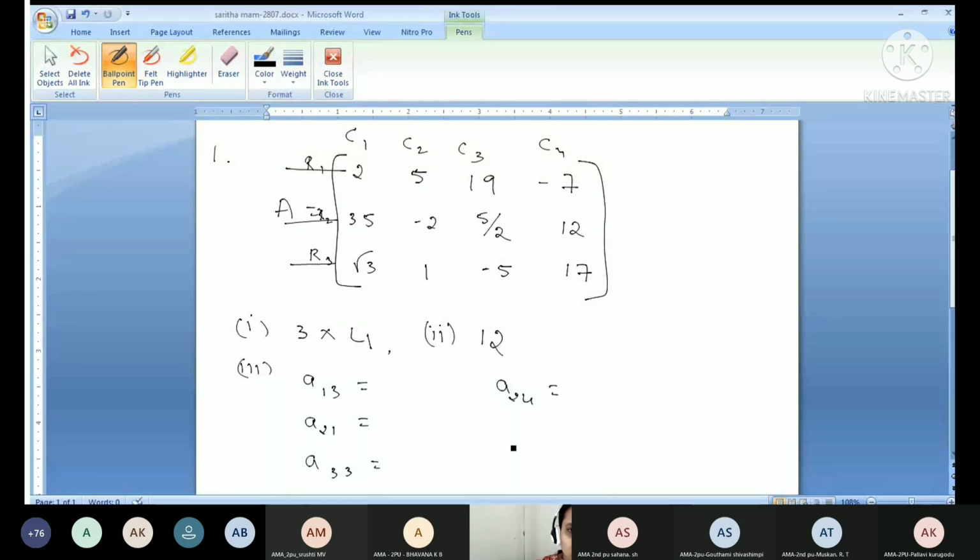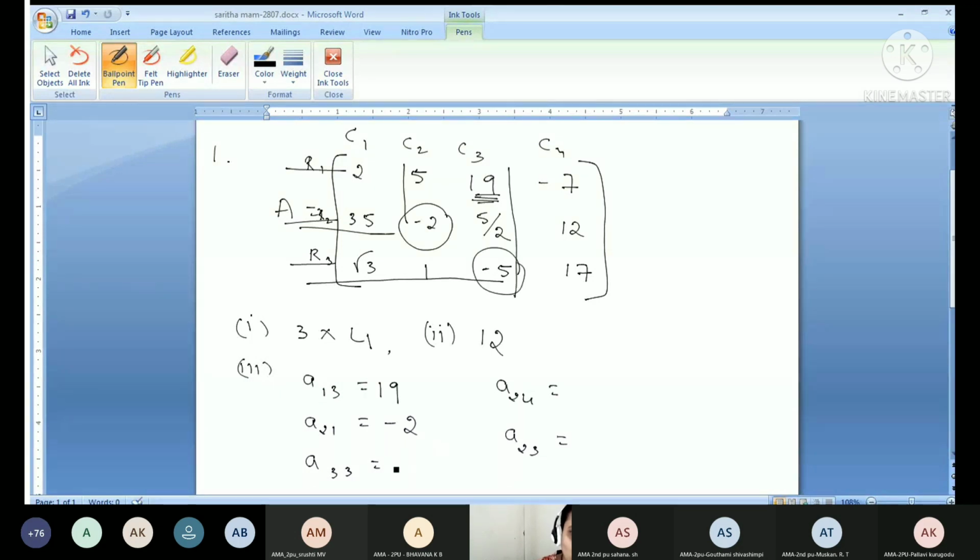A13 means what? First row, third column. This is A13, correct? So A13 is 19. Next they are asking A21, second row, first column. So this is A21, so it is minus 2. A33 means what? Third row, third column, this one. So it is minus 5.